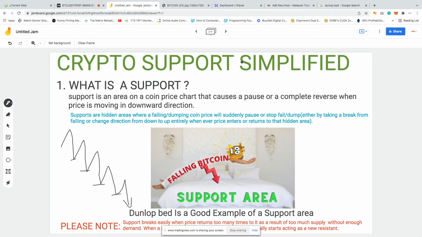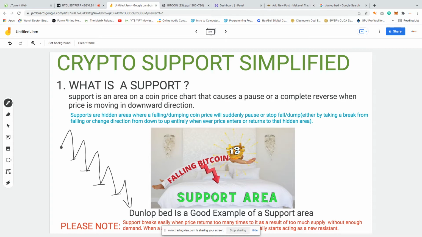So, support is like a Dunlop. See support like a Dunlop. That is what this picture makes it look like. Now, support is an area on your chart where, when price is falling and gets to this area, these hidden areas on your chart, price tends to pause or completely reverse.